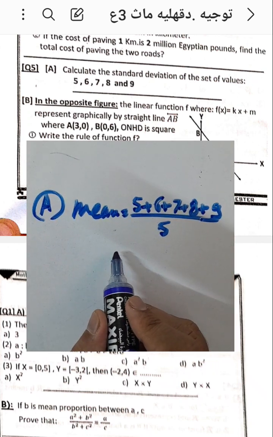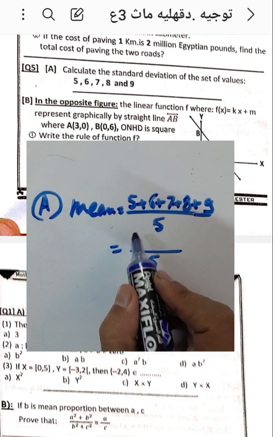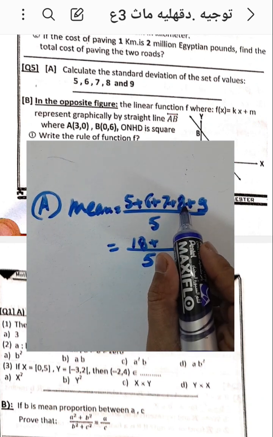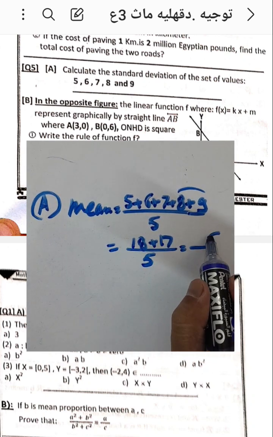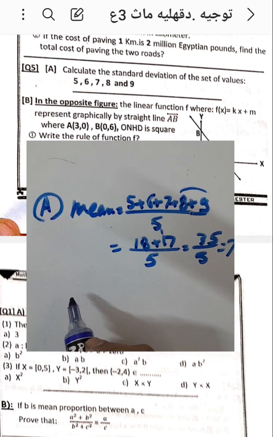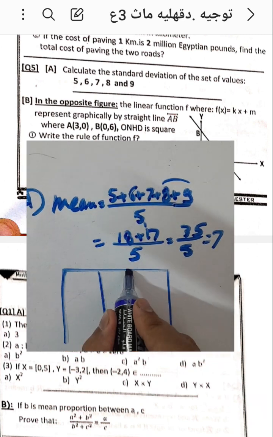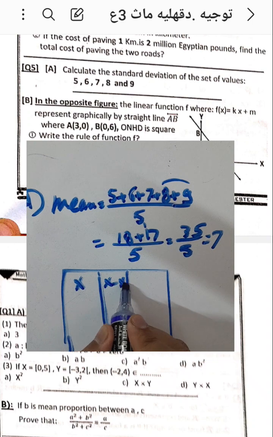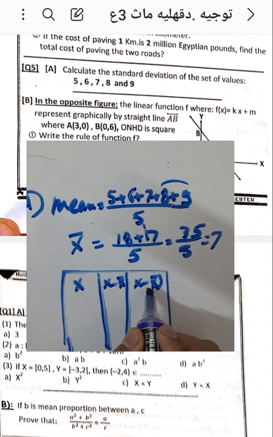Okay, then the mean will be: 5 plus 6, 11, 11 plus 7, 18, 18 plus 8, 26, 26 plus 9, 35. 35 divided by 5 will be 7. We have here the mean. Then we can draw the table here and divide it into 3 parts. Write x, x subtract x bar, and x minus x bar all power 2.